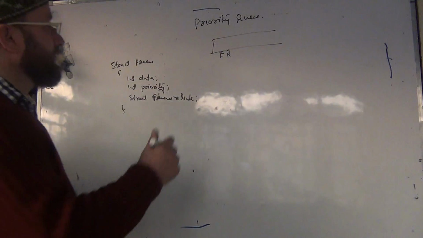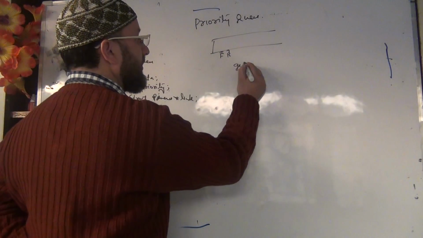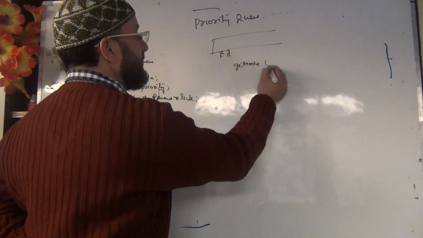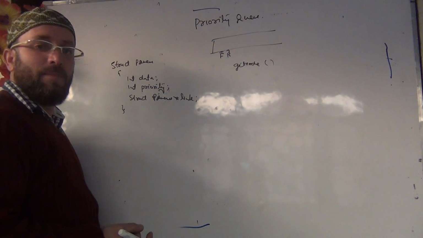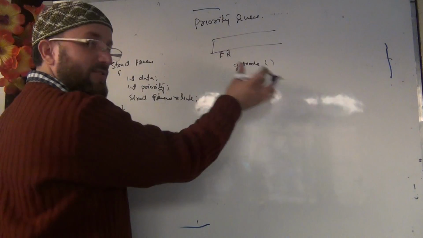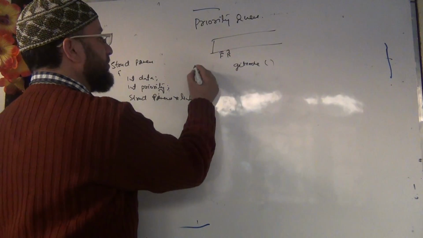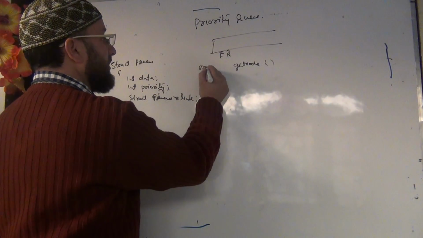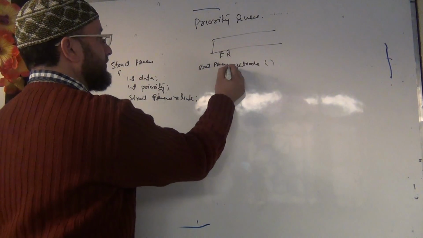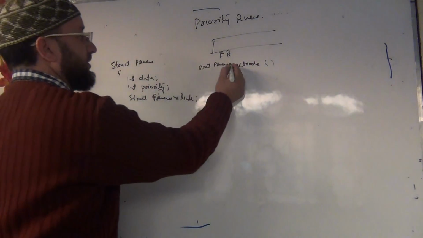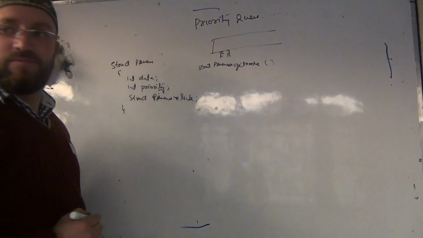So we will have one function called getNode, which will generate the node at runtime and return the address of that. So the return type should be struct PQ asterisk, to say it's an address.